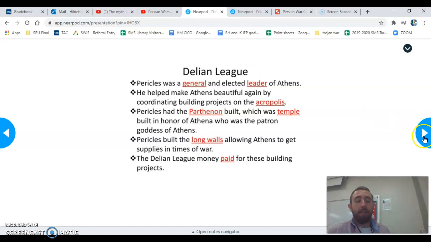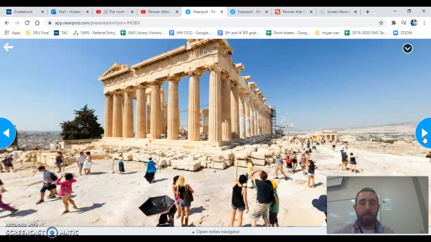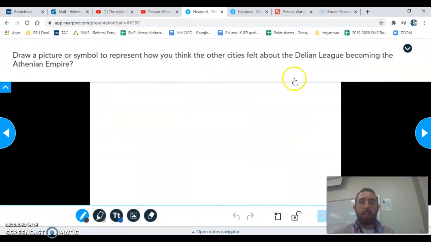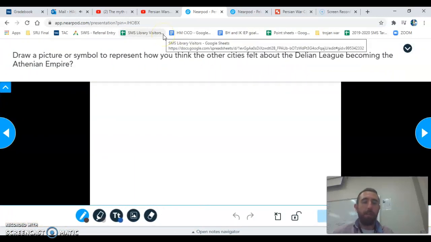And so the other cities get a little mad because they were saying, hey, that money was for ships. That money was for sailors. And now you're just using it to make Athens look good. And that is going to lead us to the next conflict called the Peloponnesian War.